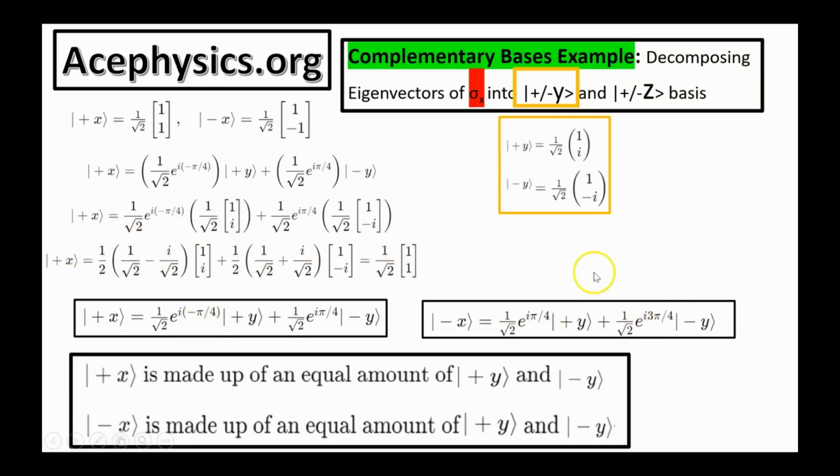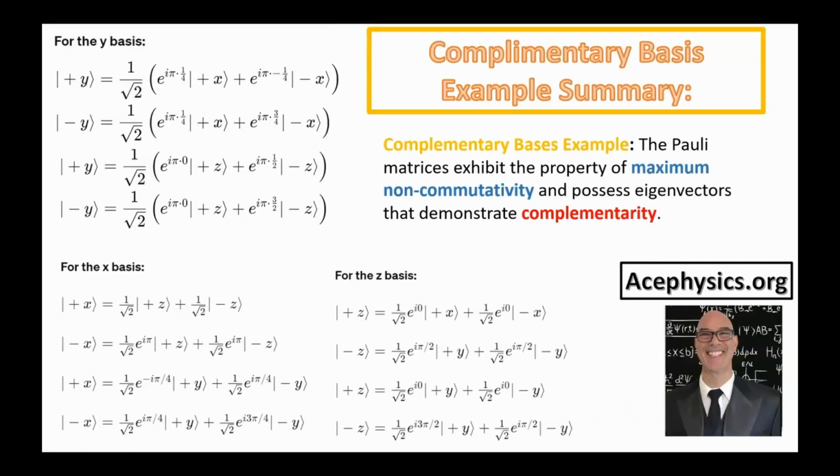Recall the phase has nothing to do with the magnitude. They all have a magnitude of 1 over root 2. That means plus x is made up of an equal amount of plus y and minus y, and minus x is made up of an equal amount of plus y and minus y. And here's a summary of the example. The Pauli matrices exhibit the property of maximum non-commutativity and possess eigenvectors that demonstrate complementarity. Plus y is equal to an equal amount of plus x and minus x.